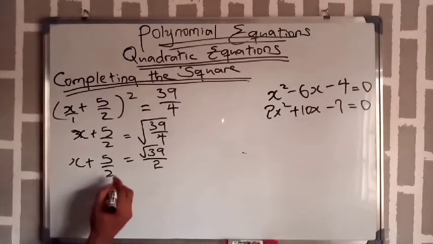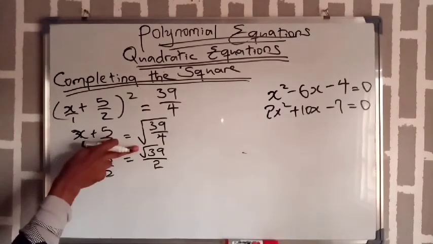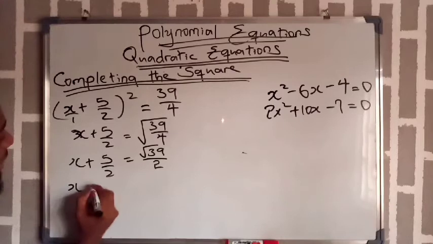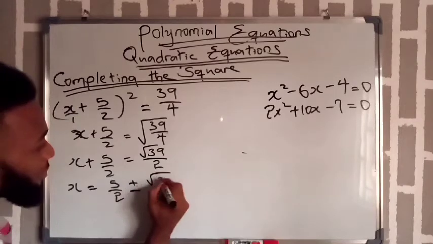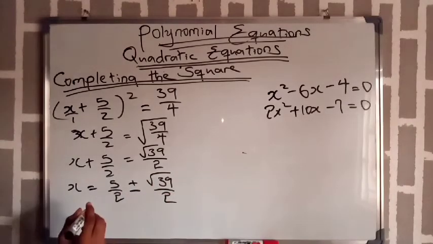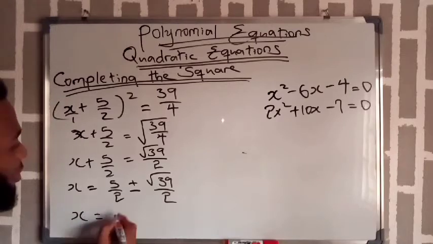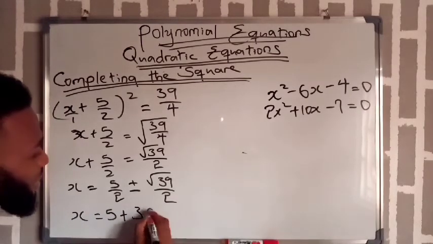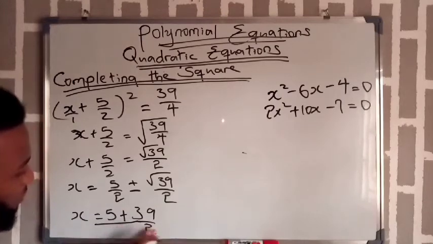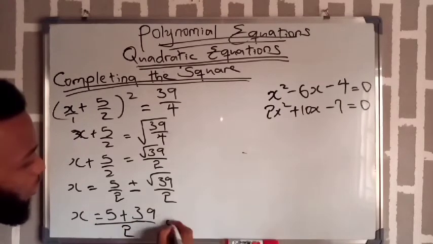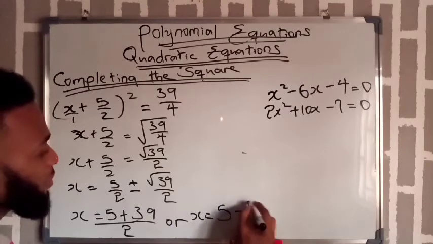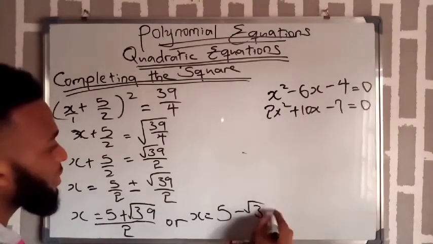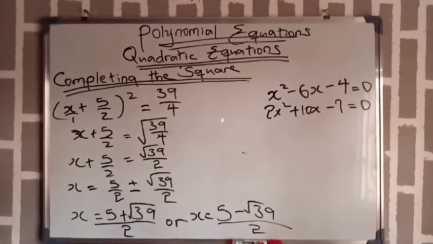So now, I told you we don't know the sign that comes with the root. We don't know the sign. So that's why we now say x will be equal to minus 5 over 2 plus or minus root 39 over 2. Then x is equal to minus 5 plus root 39 over 2, or x is equal to minus 5 minus root 39 all over 2. As simple as that. That's all for the completing the square method.